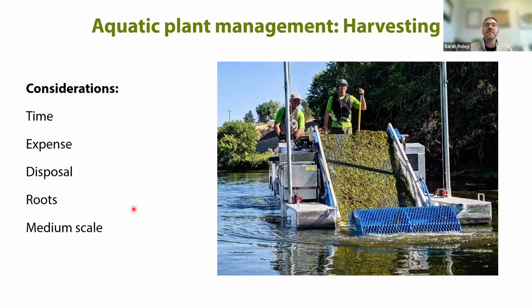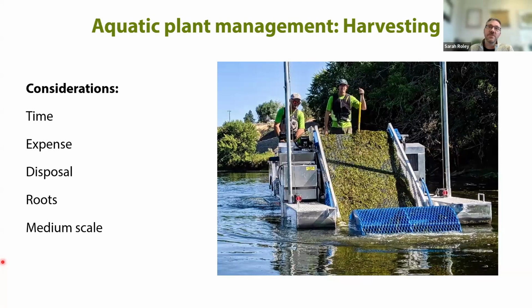Okay, so let's go up a little bit bigger in scale and we can use aquatic plant harvesters. So this is an aquatic plant harvester that the Benton Conservation District has purchased with a grant from the Department of Ecology. And this is able to operate across a much larger scale. However, it is very time and labor intensive, and this cannot be done by volunteers. Therefore, it costs a lot more money.